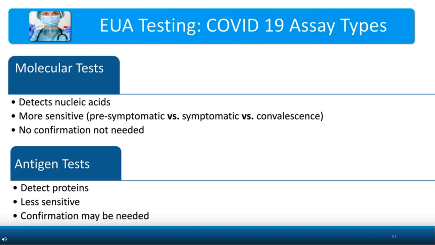So briefly, our molecular tests, we know that they do detect nucleic acids. They're usually more sensitive than our antigen tests. They will pick up your pre-symptomatic individuals sooner than your antigen tests will. Certainly, they will detect your symptomatic patients, and you may stay positive with a molecular test into convalescence as well. Confirmation is usually not needed with a molecular test. Our antigen tests, rather than detecting nucleic acids, will detect proteins associated with the virus. They are less sensitive than our molecular tests, and confirmation may be needed with a molecular assay if you have a patient that has signs and symptoms of COVID, you do your antigen test and it is negative. The clinician might be advised that if the symptoms do look like COVID and you get a negative antigen test, you may want to confirm this with a molecular assay.